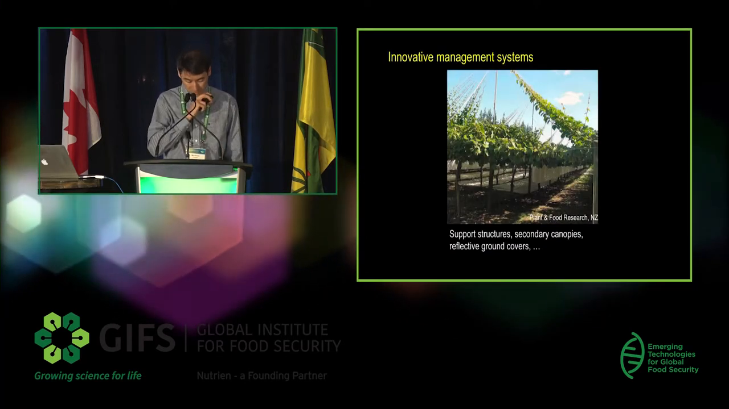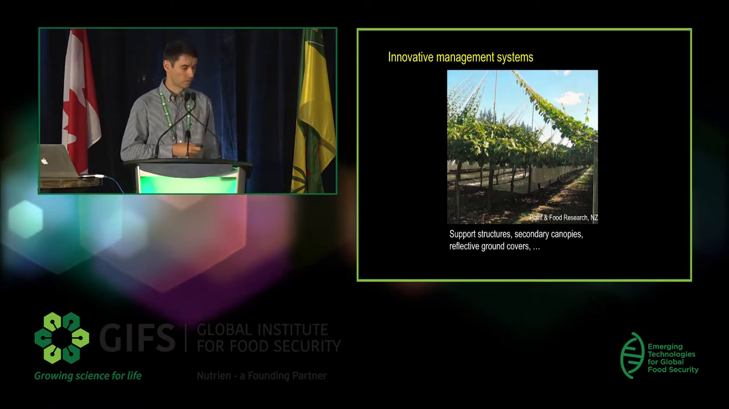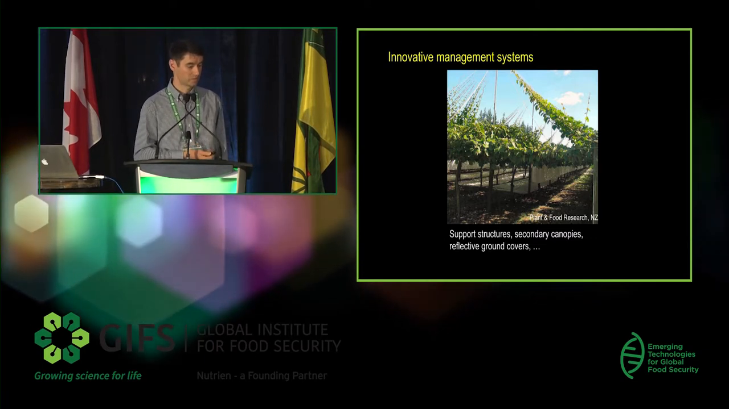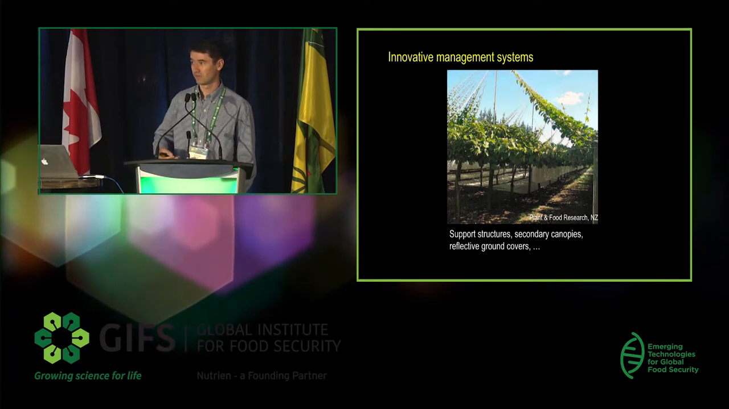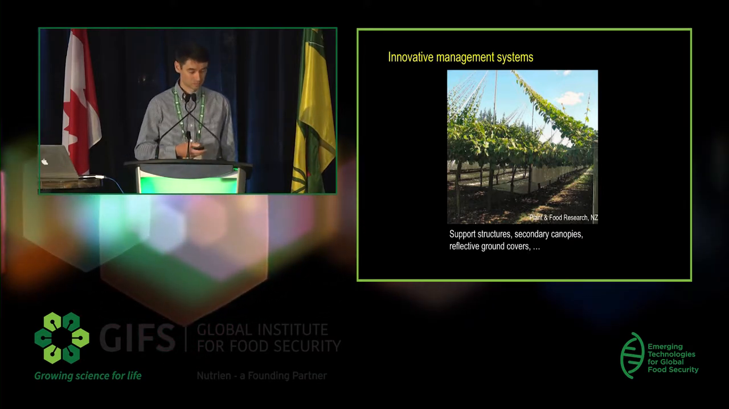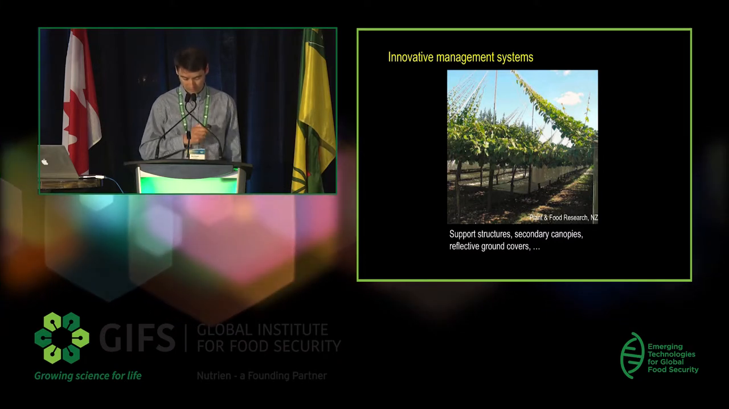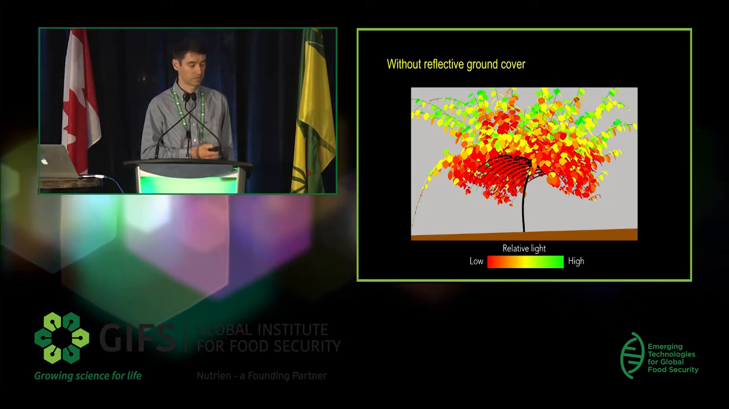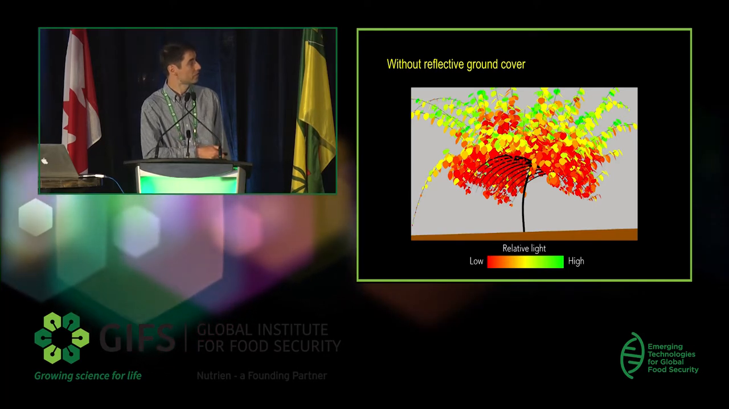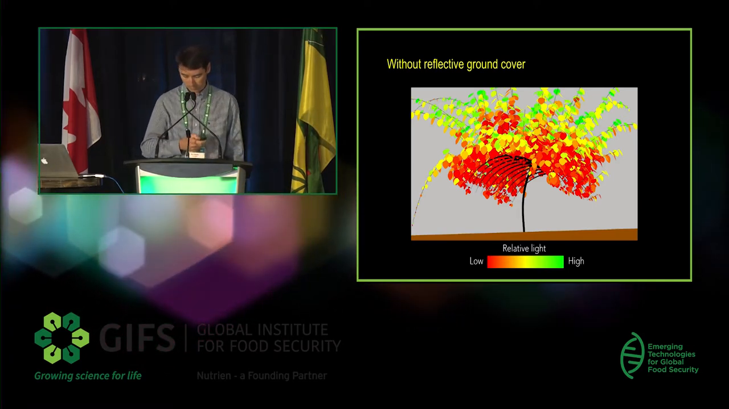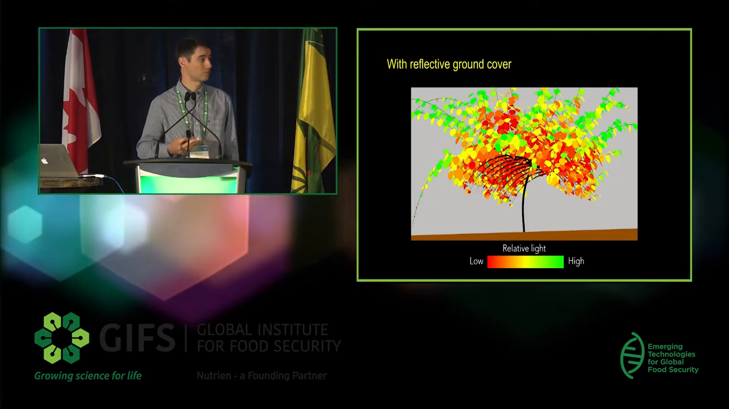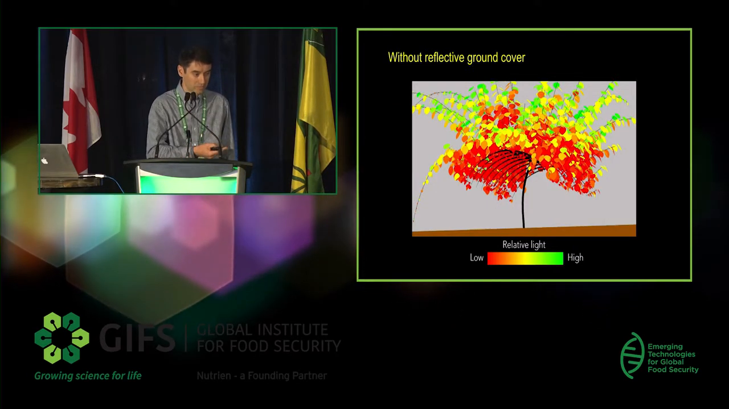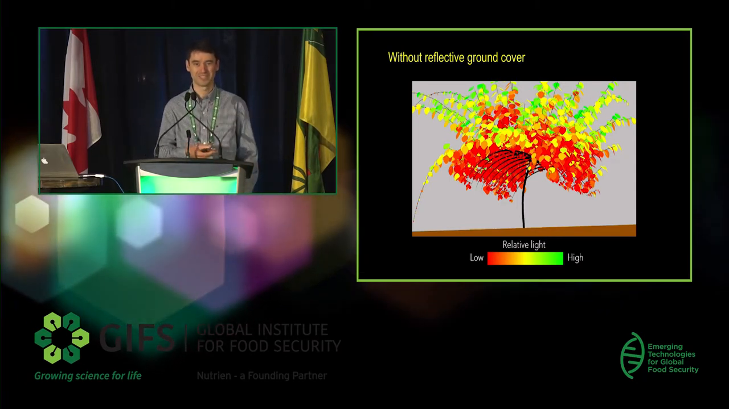These types of simulations can be used to help understand innovative management systems. So for example, in New Zealand, the most innovative growers experiment with different support structures, or they try to grow secondary canopies underneath the primary one, or they even use reflective ground covers. So we can visualize the effect of these ground covers using a model of a kiwi fruit. If there is no reflective ground cover, then the red color indicates that there isn't that much light reaching the understory of the canopy. But if we put in a virtual reflective ground cover, then there's an overall better distribution of light inside the canopy. And this can be used as a basis to help us understand how reflective ground covers will change the photosynthetic efficiency of the plant.